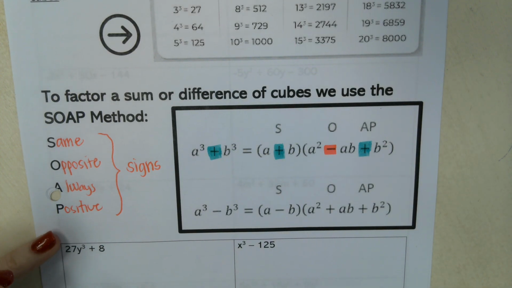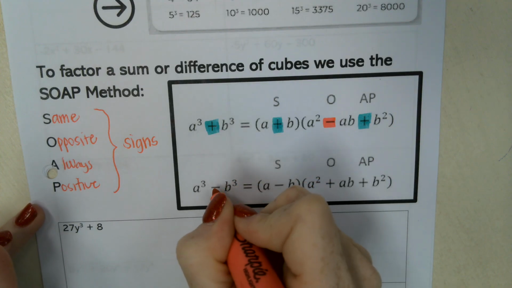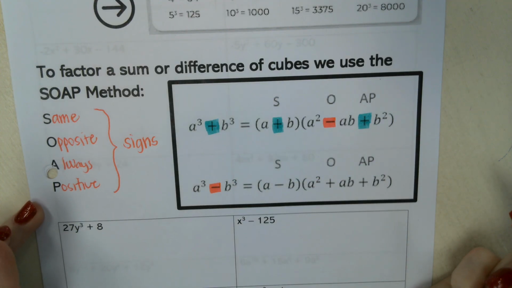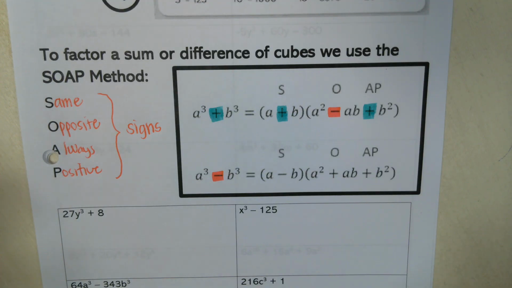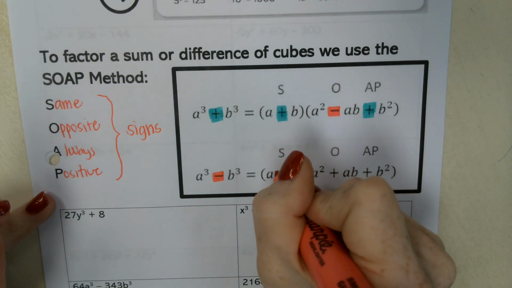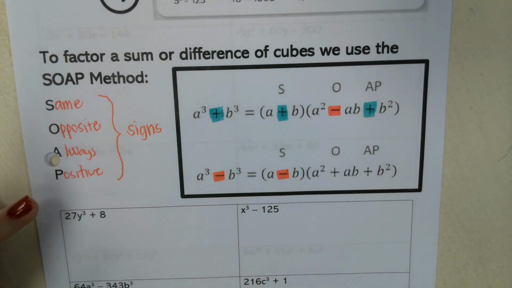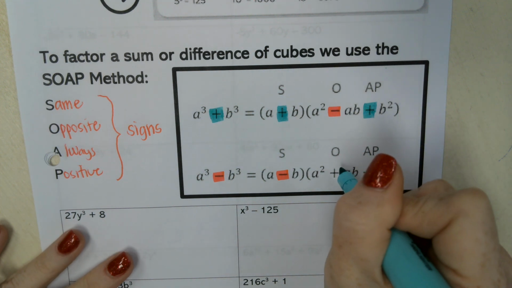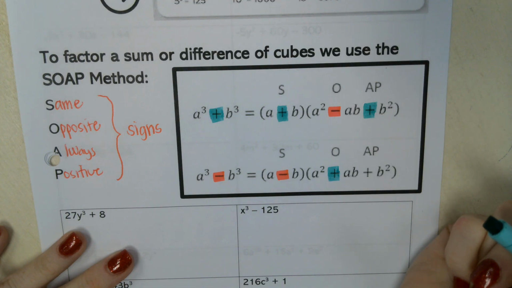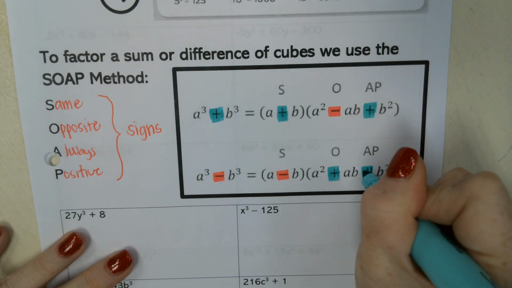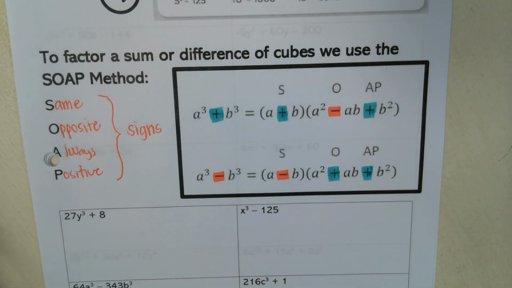Okay? Now, for my difference of cubes, I'm starting out with a minus sign, like I'm given a minus sign. So in my first set of parentheses, I'm going to have a minus sign. It's going to be the same as what I was given. Then I will swap to the opposite sign, which is a plus sign. And in the back, it will always be positive. Okay?